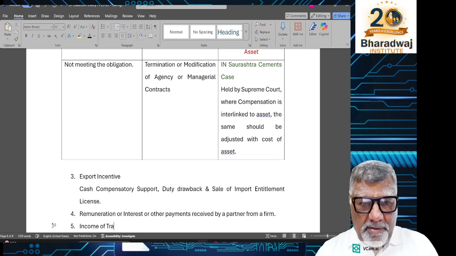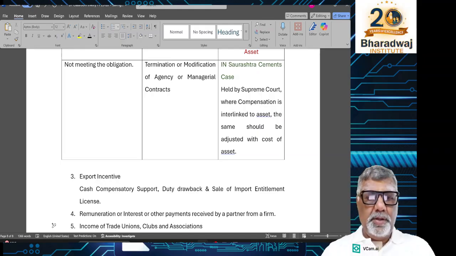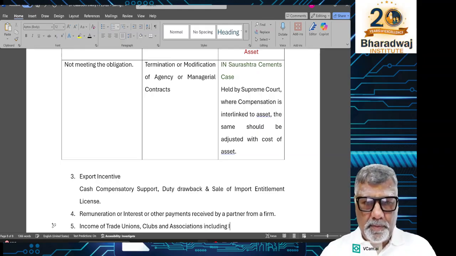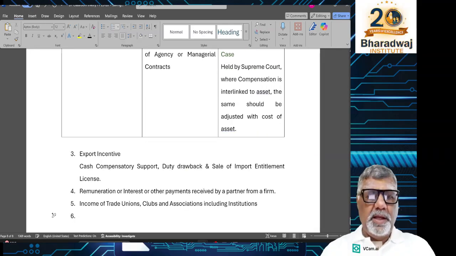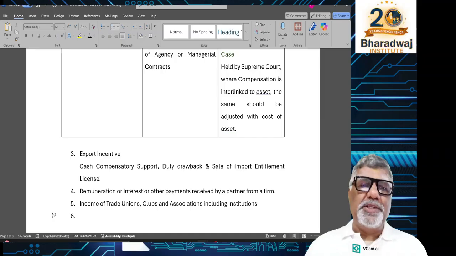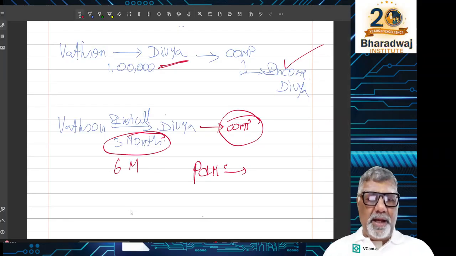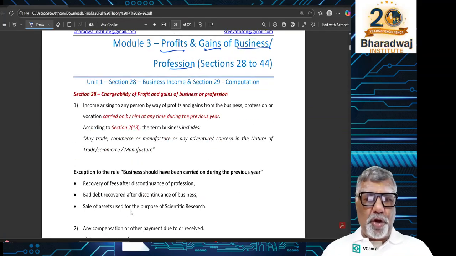Income of trade unions, clubs, associations, including institutions. So for ICAI, the income is business income. Unless you meet the mutuality principle, it will not be exempt. So these are taxable under business or profession.